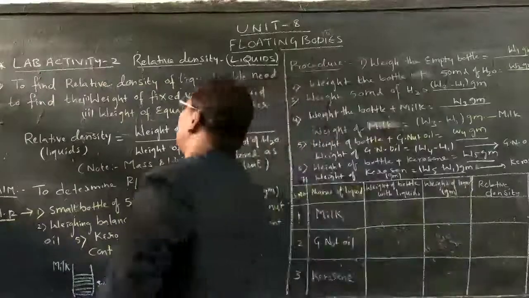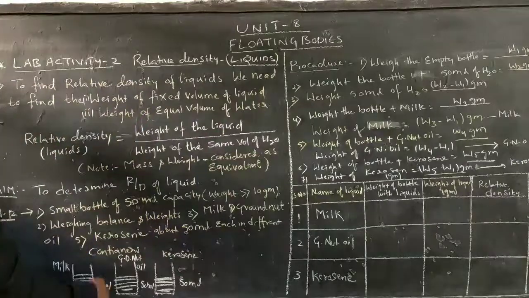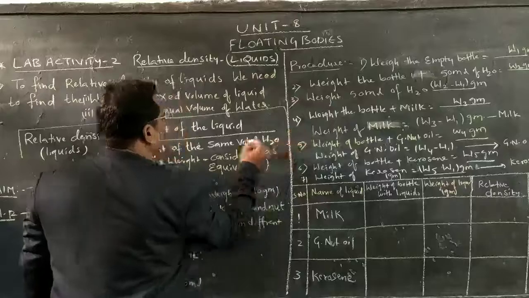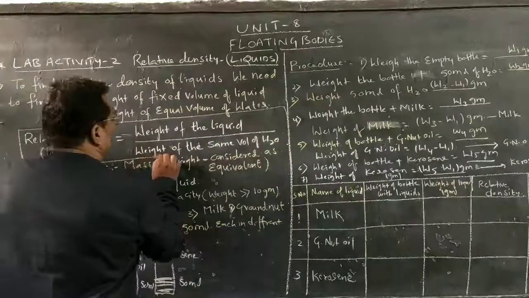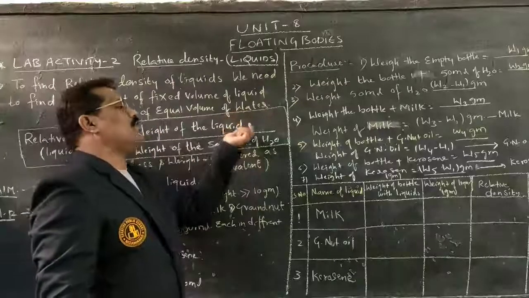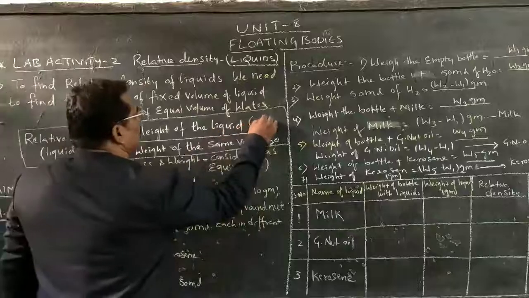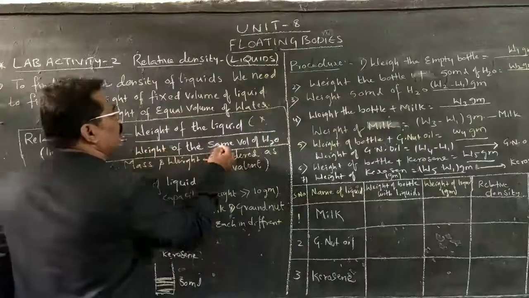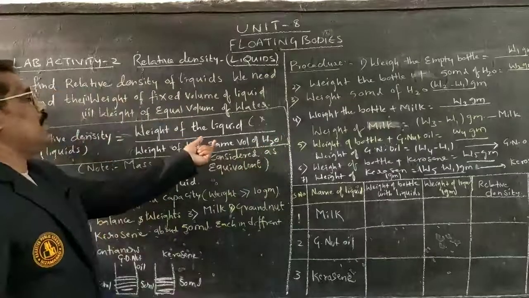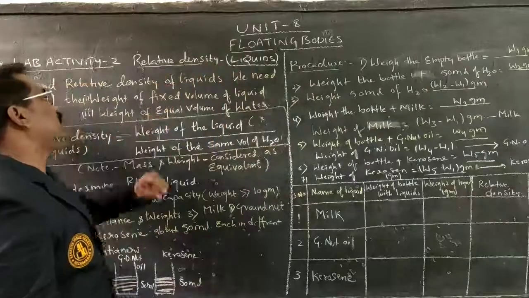Today we are going to discuss relative density of liquids. What would be the formula here? The relative density of a liquid formula is given here for us. It is the ratio of the weight of the concerned liquid, liquid X, to the weight of the same volume of water. This is the formula for relative density of liquids.